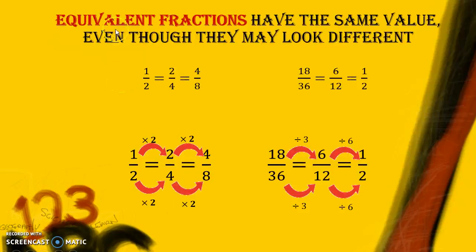Next, we go to equivalent fractions. An equivalent fraction is a fraction that has the same value even though they may look different. For example, 1 over 2 is equivalent to 2 over 4 and equivalent to 4 over 8. The fractions are equivalent because when we multiply or divide both the top and bottom by the same number, the fraction keeps its value.